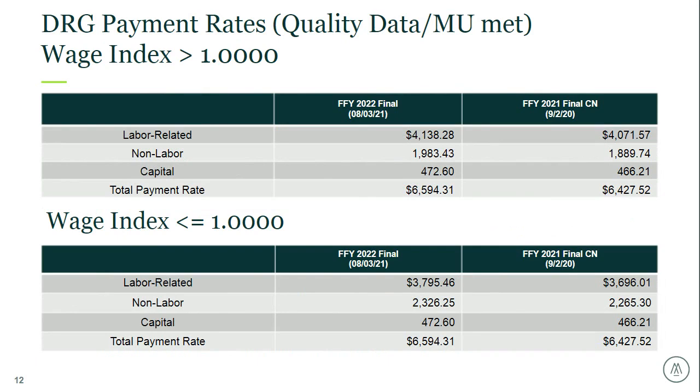So on your screen is a comparison and breakdown of the fiscal year 2022 DRG payment rates by labor, non-labor, capital, as compared to the current fiscal year 2021 DRG payment rates. The Medicare per discharge payment rates are $166.79 higher, or 2.53% greater than the current fiscal year 2021 rates. However, the final rates are approximately $17.87 lower than the rate shown earlier this year in the proposed rule, which is not uncommon. Many times when the final rule comes out and you compare it to the proposed rule, those rates drop slightly, and this year is no different.